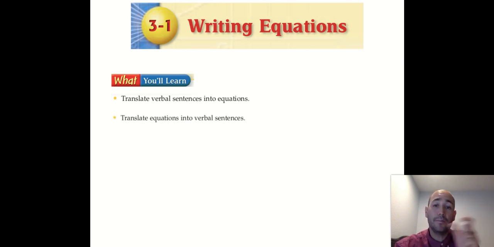And on the flip side of that, we're also going to learn how to go from equations, algebraic symbols, into verbal sentences, into words. So going back and forth between verbal sentences and equations, and then from equations back to verbal sentences.